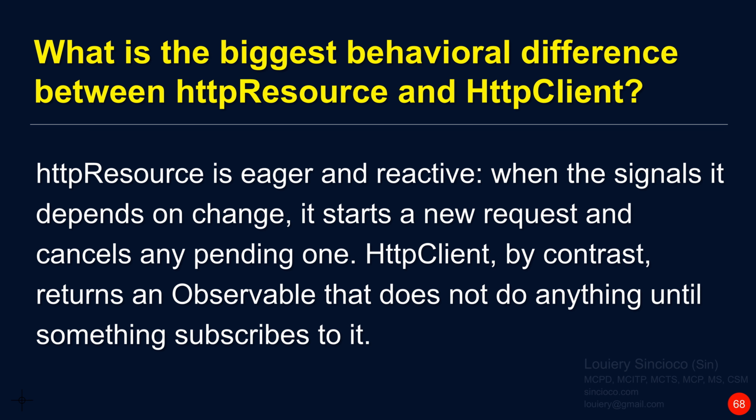What is the biggest behavioral difference between HTTP resource and HTTP client? HTTP resource is eager and reactive. When the signals it depends on change, it starts a new request and cancels any pending one. HTTP client, by contrast, returns an observable that does not do anything until something subscribes to it.